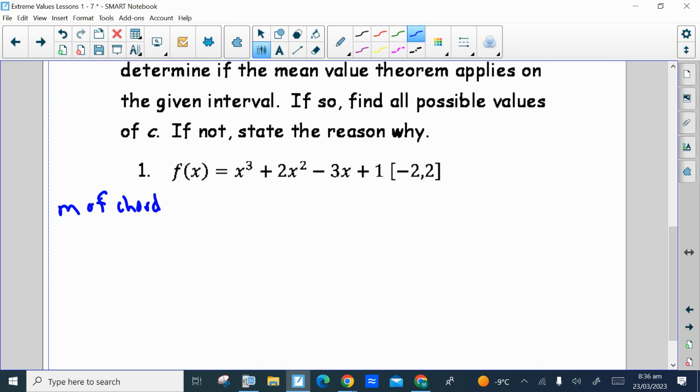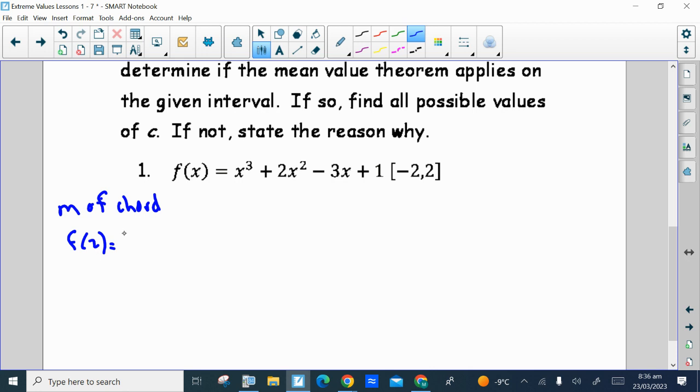Now to do that, we're going to have to know what f at -2 and f at +2 is. Because the slope formula says y2 minus y1 over x2 minus x1. We have our x2 and our x1. We need to know what y2 and y1 are.